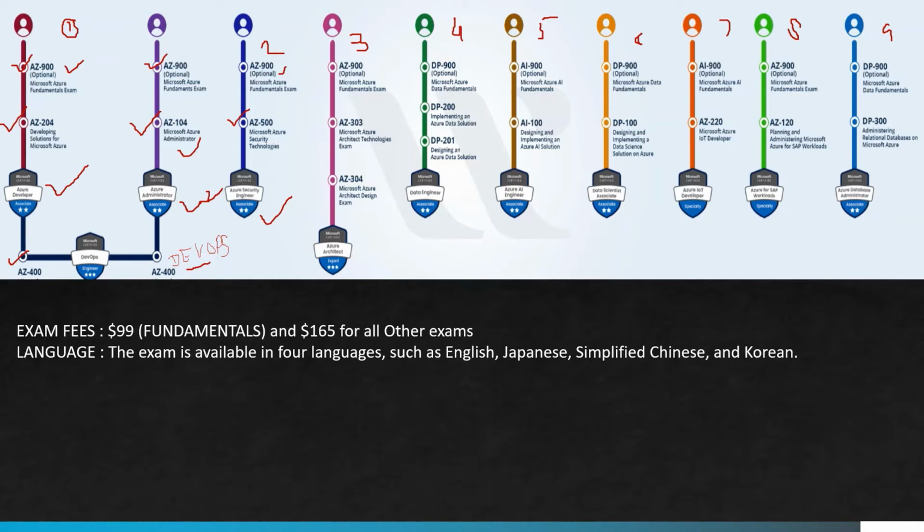Okay. Now, third level certification is Azure Architect certification. To pass the Azure Architect certification, let's say you have already completed the Azure fundamental certification, then you need to pass two exams. One is AZ303 and one is AZ304. So once you pass these two exams, you will be awarded as an Azure Architect.